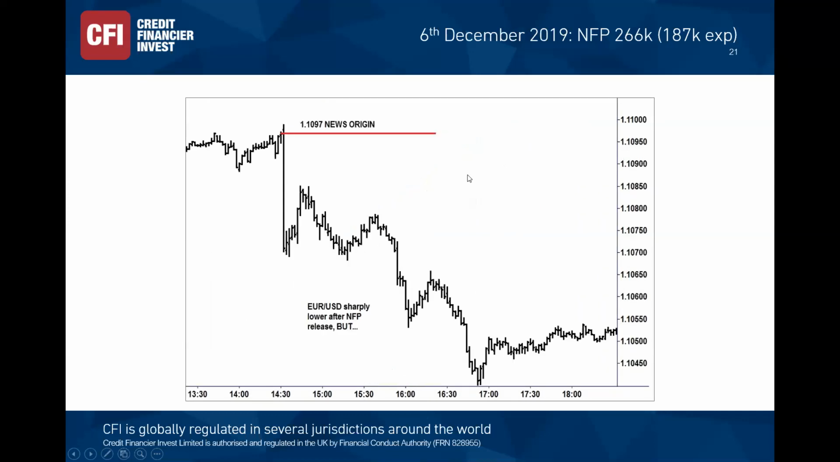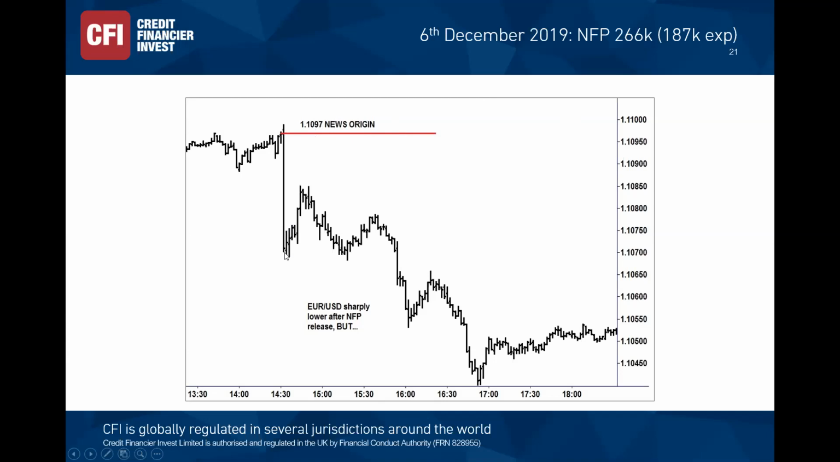Okay, another example, same again, almost a mirror image, I guess. So 6th of December 2019, the expectation for non-farm payroll was for a rise, job creation of 187,000. The number came in at plus 266, again, much stronger than the consensus forecast for the number. So again, as in the previous example, we saw a knee-jerk reaction to sell the euro and to buy the dollar. So trading just below 111, we saw this sharp move down on the figure.